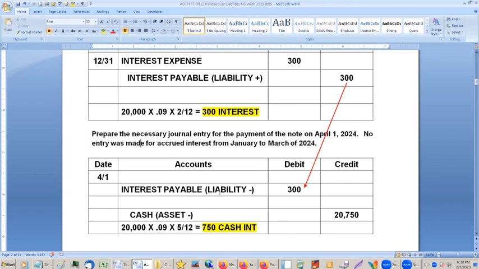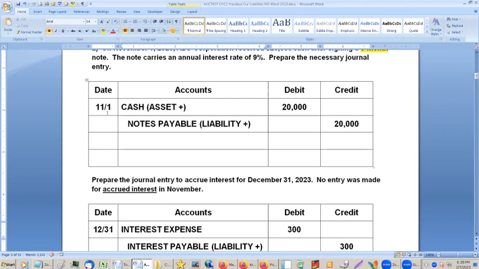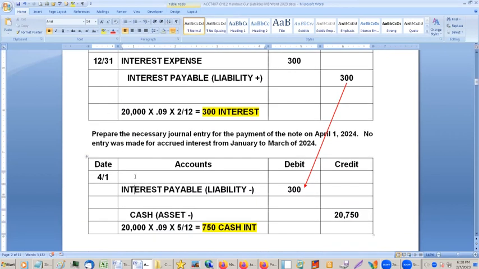What else do we owe them? So the interest payable, we definitely owe them. What other payable do we have? Notes payable. Yep. 20,000. Okay, our two sides do not match. Our debits don't equal our credits.